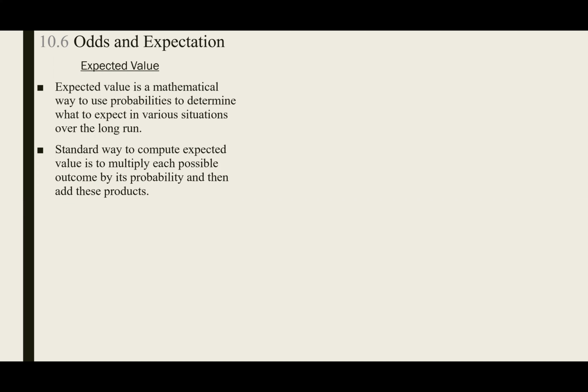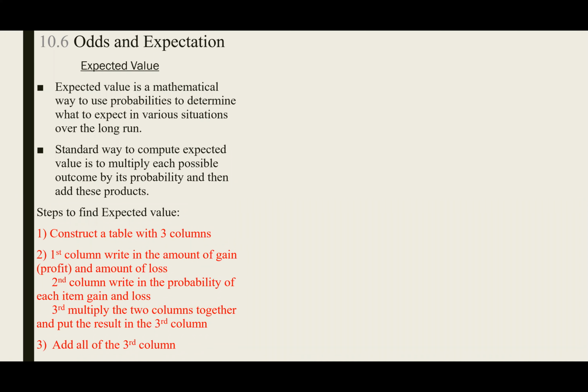To find the expected value, the easiest way is to construct a table with 3 columns. In the first column, you want to put the amount of your item. In most expected value problems, you will have some amount gained, which is your profit, and some amount lost, which is your loss. For the amount of loss, we put a negative number to illustrate that we are losing something, and for the profit, we put a positive because we gain it, okay?